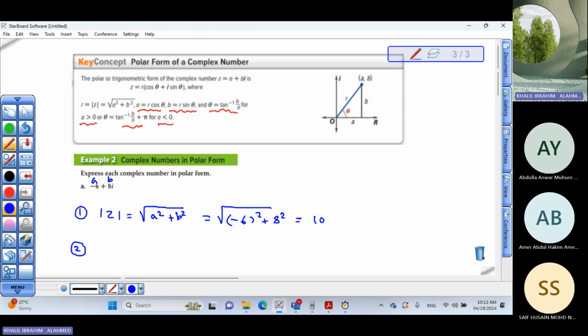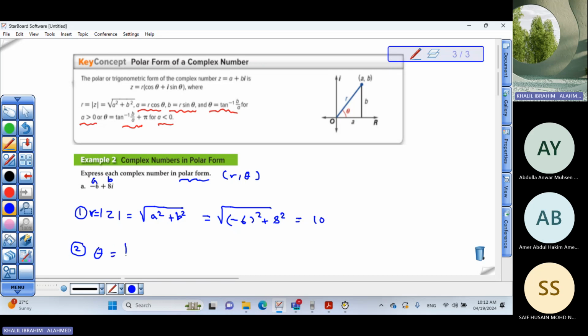Step 2, this is r. We can call it r, r equals the absolute value of z. What does polar form mean? Polar form is (r, theta). We found r, r is 10. What do you need to find? Theta.